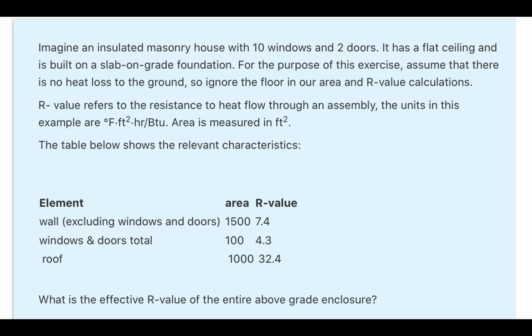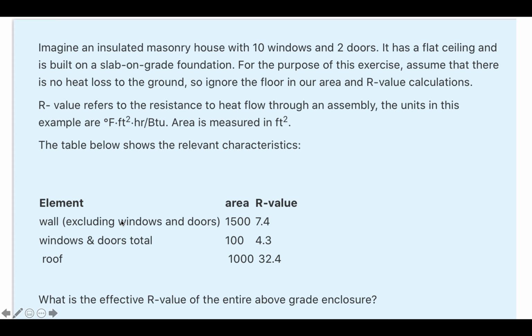The actual numbers you might have gotten would have been different because it randomizes them. But we've got an insulated house with 10 windows and 2 doors. And it has a flat ceiling, so we're making ourselves a very simple box, right? For the purposes of the exercise, there's no heat loss to the ground. That makes our calculations really easy. And we want to simply calculate what is the effective R value of the entire above grade enclosure.